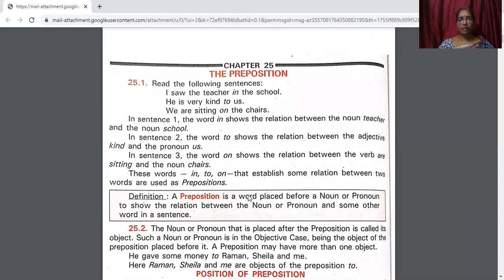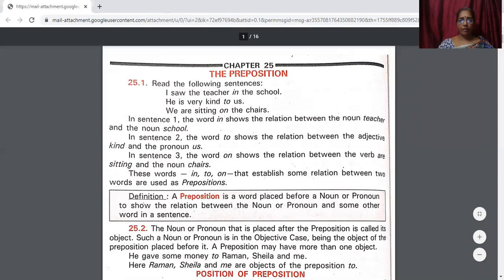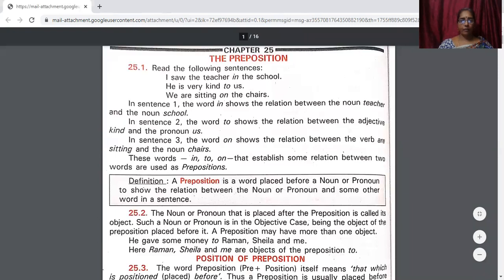And the topic is the prepositions. First of all, let us read the sentences. I saw the teacher in the school. He is very kind to us. We are sitting on the chairs.